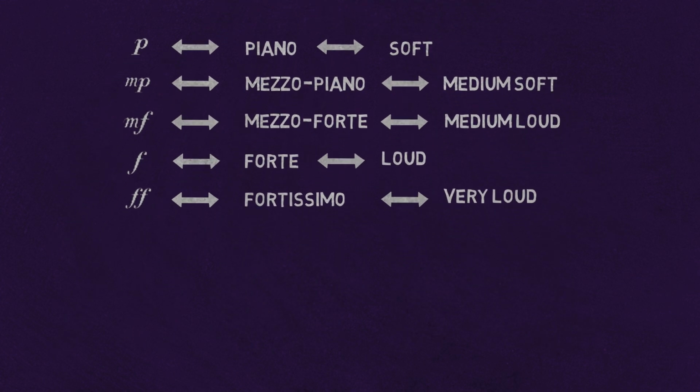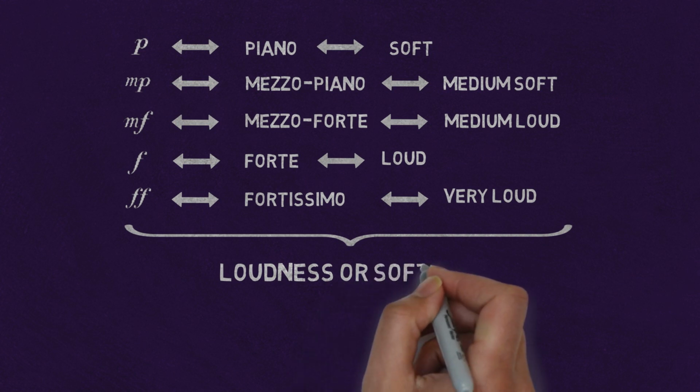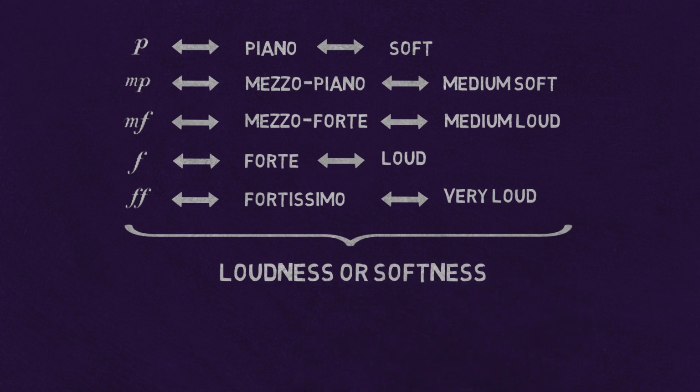It's important to note that these markings are relative, meaning they indicate the level of loudness or softness in relation to the surrounding music. For example, if a piece starts off with a P marking, that section would be considered soft in relation to the rest of the piece.